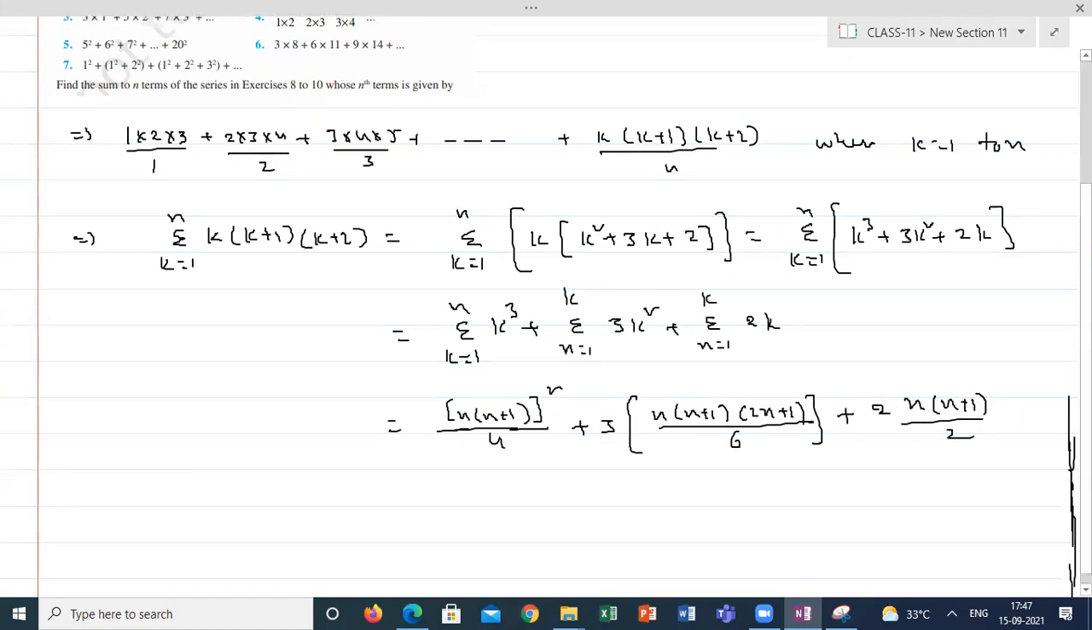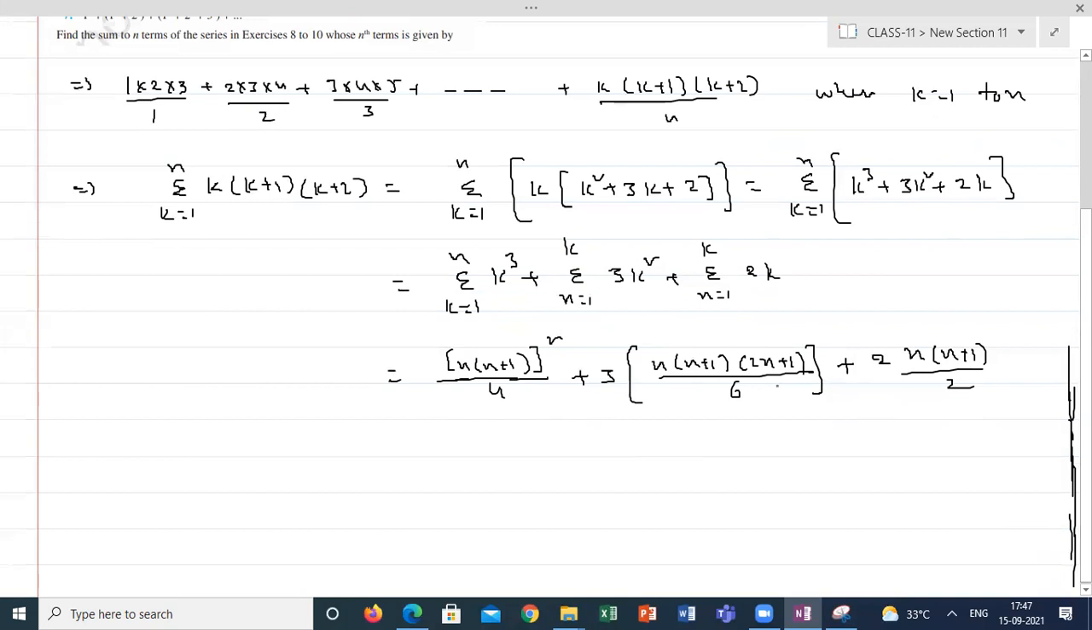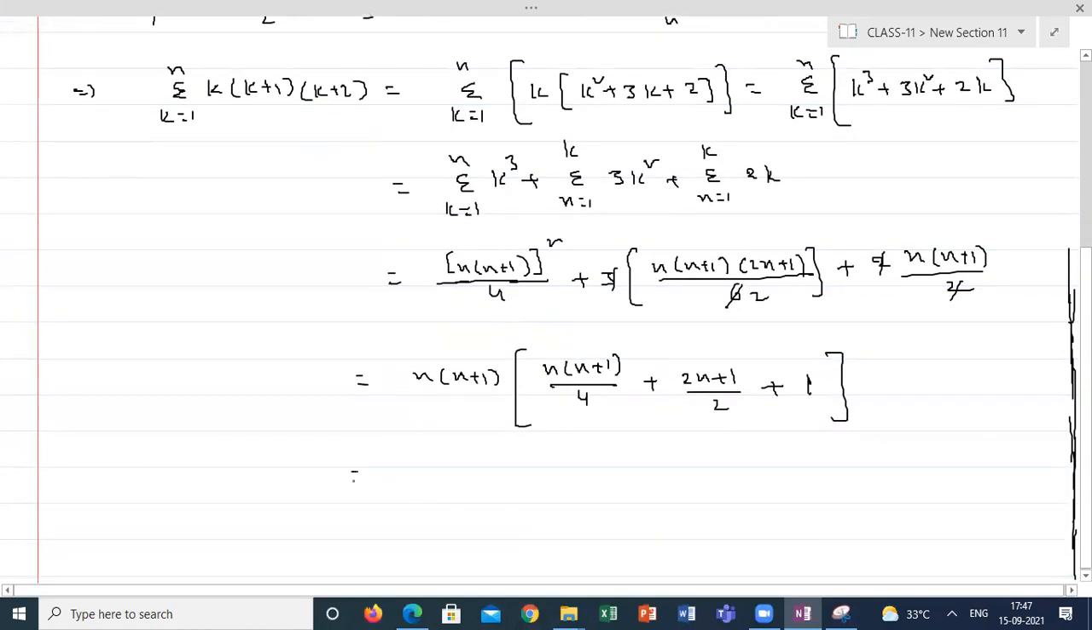Now I have to simplify this one. In each and every case n into n plus 1 is common. This is 3 2 times. I'm cancelling. This is 2 2 cancelling. I'm taking n into n plus 1 common. If I'm taking n into n plus 1 common, n into n plus 1 by 4 plus 2n plus 1 by 2 plus n into n plus. Now I'm getting the equation like this. So from here, I have to take the LCM. My LCM is 4.